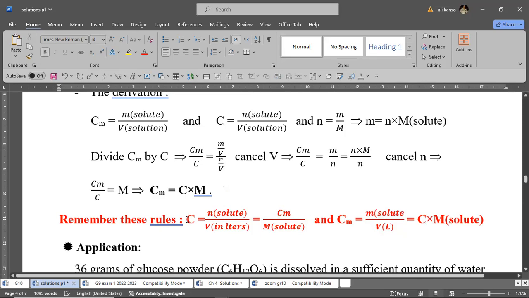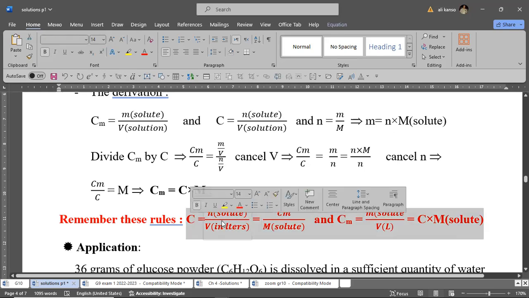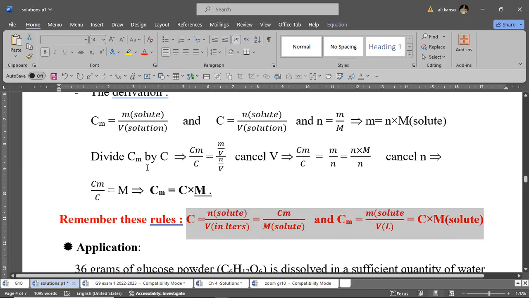Also, we can find the molar concentration by two methods. Either we divide number of mole of the solute over the volume of the solution, or we can divide C mass by molar mass. These rules you have to memorize very well. And how do we get C mass from C? This is the derivation.